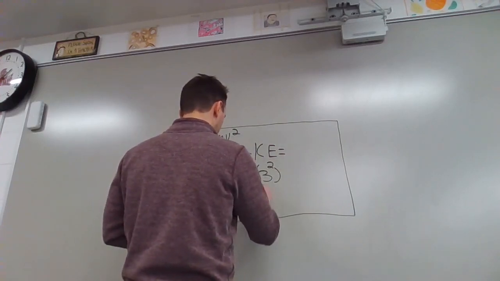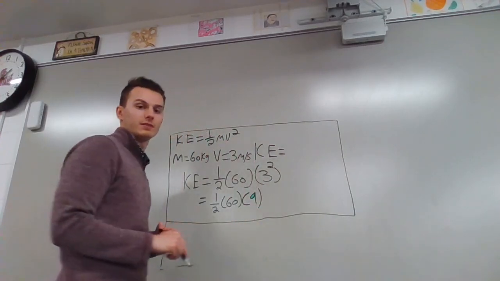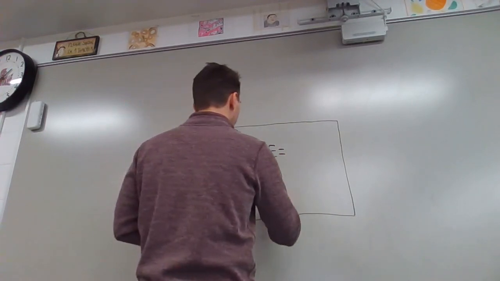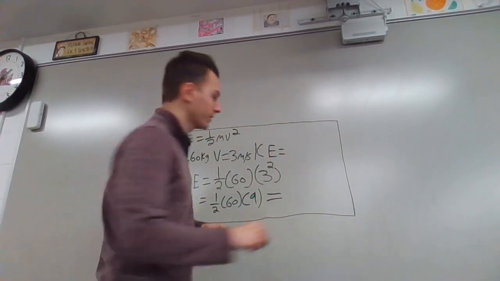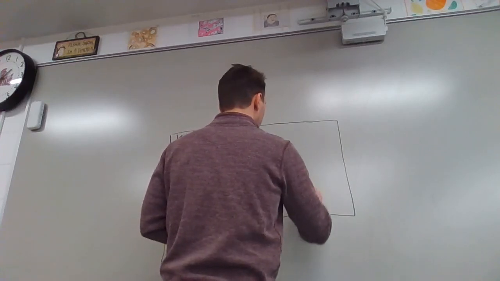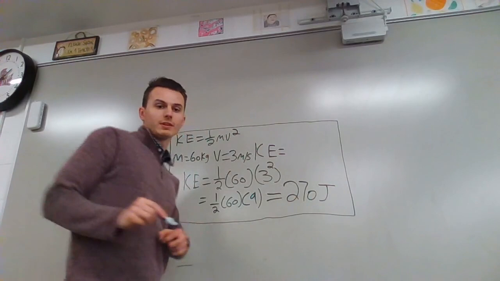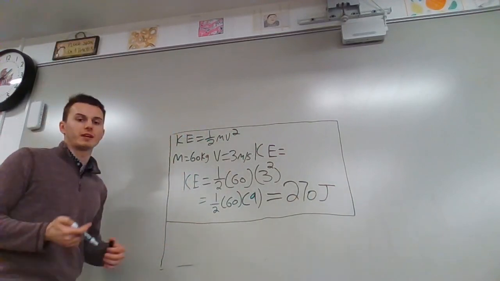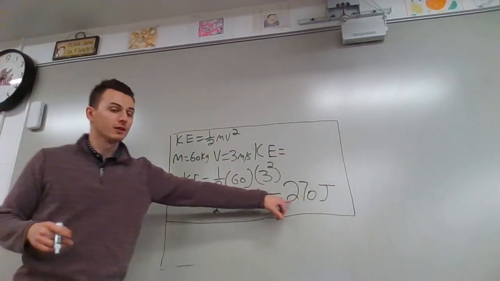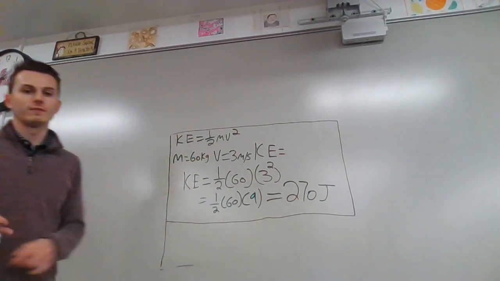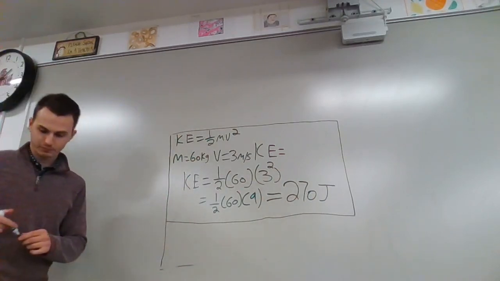So if I take 1/2, times it by 60, and times it by 9, I will get a number of 270. And don't forget your units. We just learned this. Joules are the units for energy. So you'll write in 270 joules for your answer.